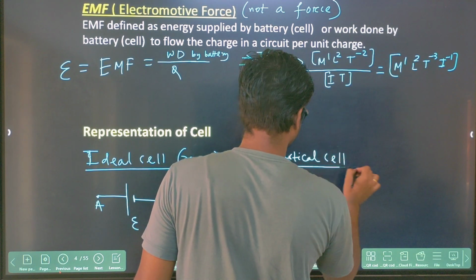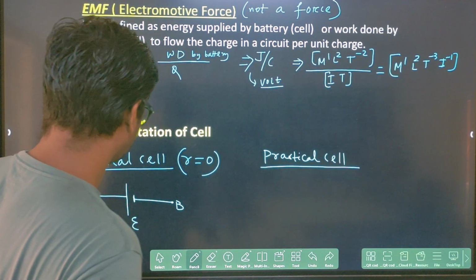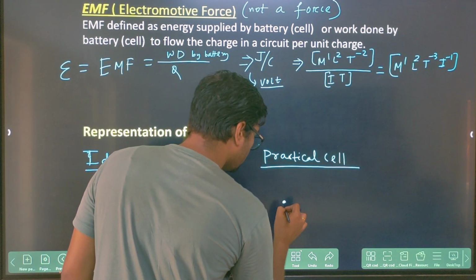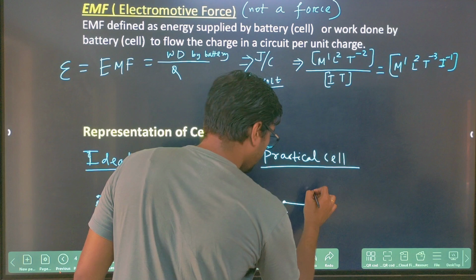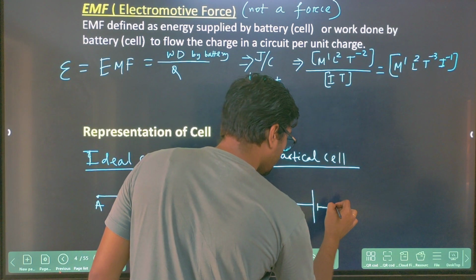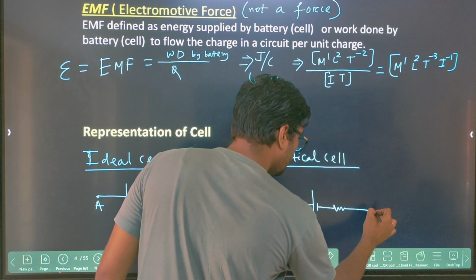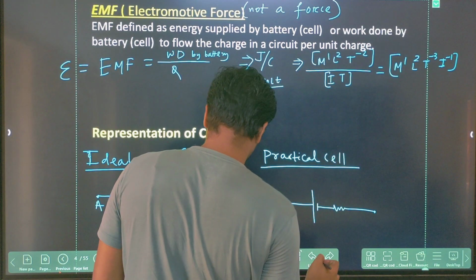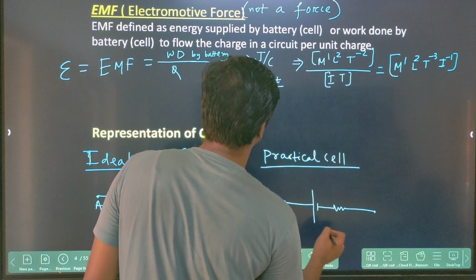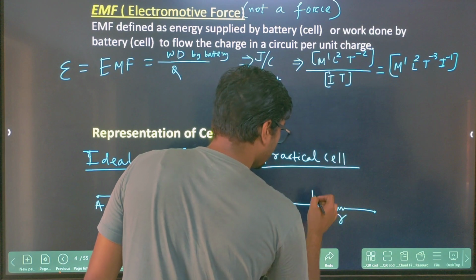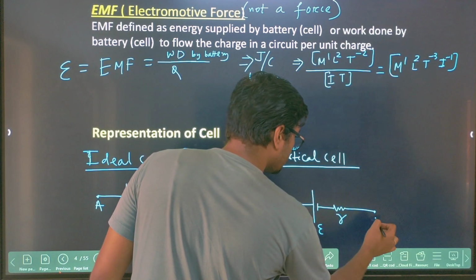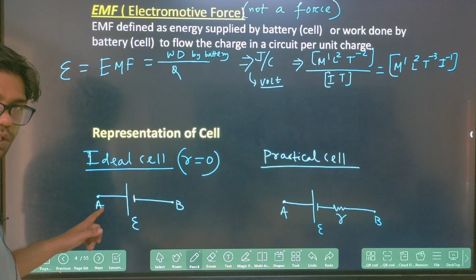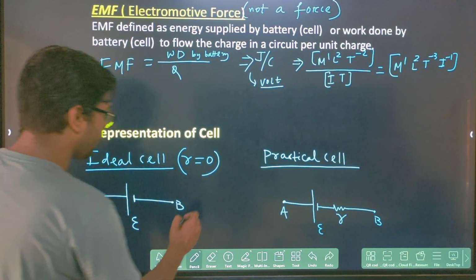Now if you take a real or practical cell, what will happen here? This terminal is A, and this is your positive terminal, and this is your negative terminal, and this is your internal resistance r. This has an internal resistance of r, and this is EMF E, and this is B. So A is basically your positive terminal, B is your negative terminal.